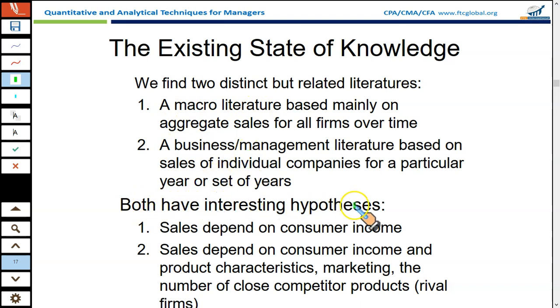Both have interesting hypotheses. Maybe sales depend on consumer income. If consumers have higher incomes, they will buy more of your products, so your sales go up. Very simple one. But in fact, sales depend on many variables: consumer income, higher the income, higher your sales; and product characteristics, if your product has good features, your sales will be higher. If your marketing function is efficient and effective, you will have higher sales. And the number of close competitors, rival firms, if they are fewer, then you have higher sales. So there could be multiple factors that your sales depend on.